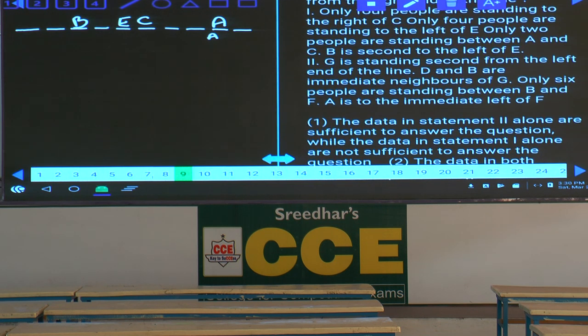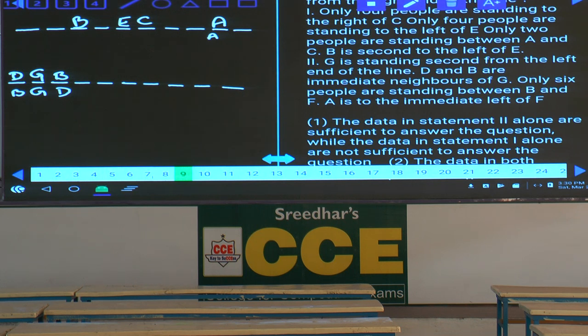Then condition number 2. Now in this condition number 2, G is standing second from the left hand of the line. 1, 2, 3, 4, 5, 6, 7, 8, 9, 10. G is here. And D and B are immediate neighbors of G. D is here, then B will be here. Or B is here, D will be here. How many possibilities? 2 possibilities.